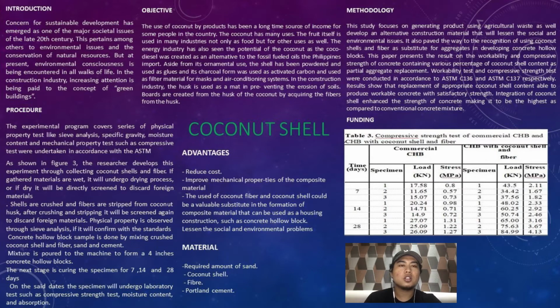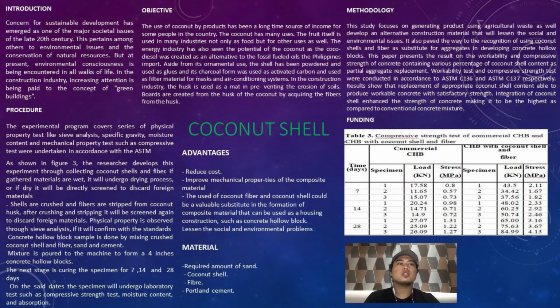In the construction industry, the husk from the coconut is used as a mat in preventing the erosion of soils. The mats are created from the husk of the coconut by acquiring the fibers from the husk. So the advantages of the coconut shell are, first, reduced cost. Second, it improves the mechanical properties of the composite material. Third, coconut fiber and coconut shells could be an available substitute in the formation of composite material that can be used in housing construction, such as concrete hollow blocks. Lastly, fourth, it lessens social and environmental problems.